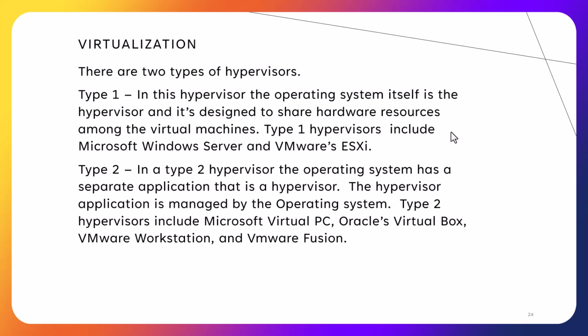There are 2 types of hypervisors, type 1 and type 2. In a type 1 hypervisor, the operating system is the hypervisor. It's designed to share all the hardware resources among the virtual machines. Microsoft Windows Server and VMware's ESXi are examples of type 1 hypervisors. A type 2 hypervisor has an operating system such as Windows or Linux, and then the hypervisor is an app that runs and manages the other operating systems you're going to run on the system. Type 2 hypervisors include Microsoft's Virtual PC, Oracle's VirtualBox, VMware Workstation, and VMware's Fusion.